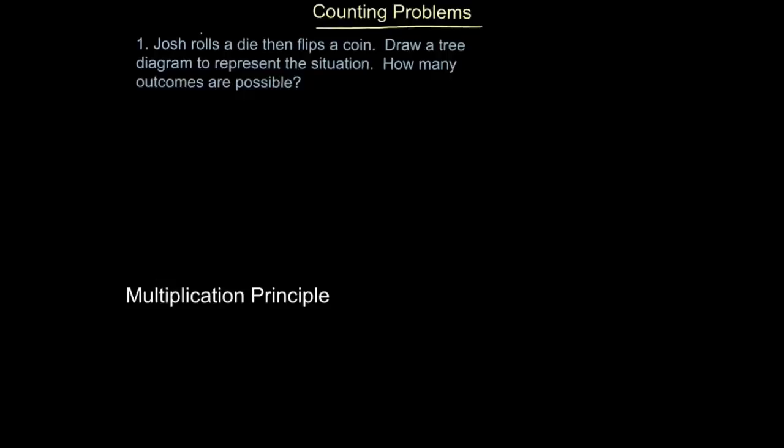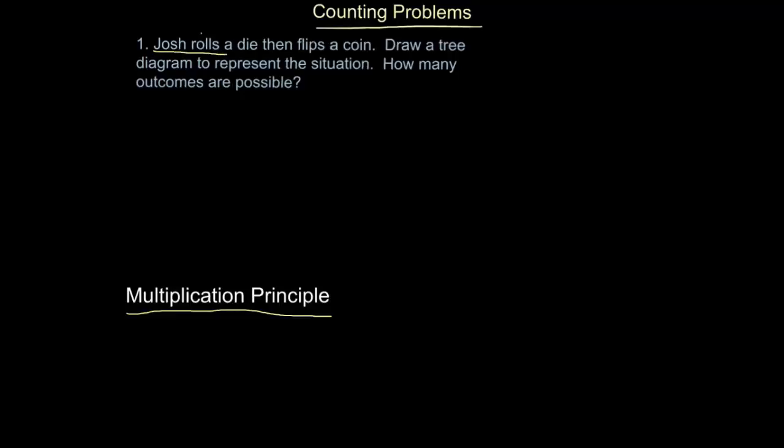So to start off, I want to take a simple example and then see if I can outline a key principle that really is at the heart of all counting problems that we're going to look at, and that's the multiplication principle. So our first example says that Josh rolls a die, then flips a coin. Draw a tree diagram to represent the situation, and then answer the question, how many possible outcomes are there? Okay, so our tree diagram will probably start like this.